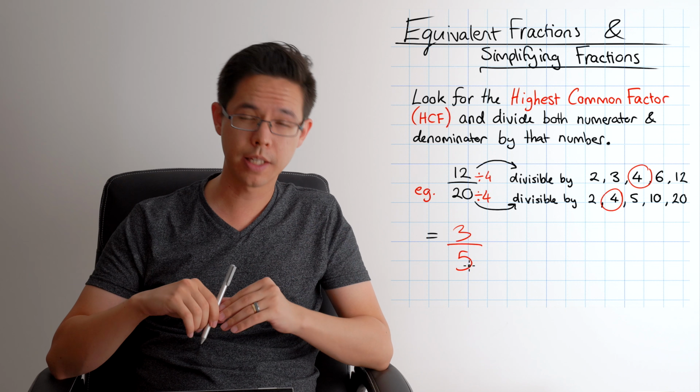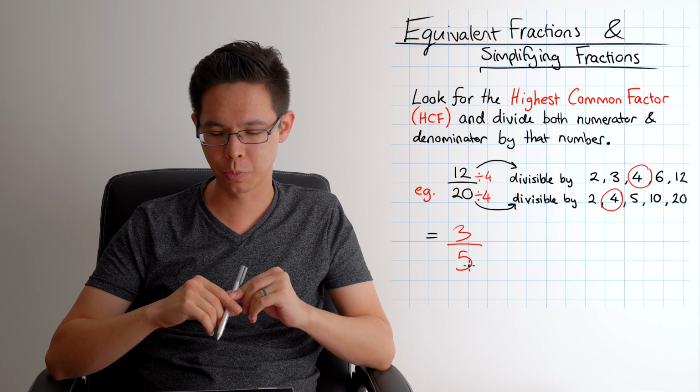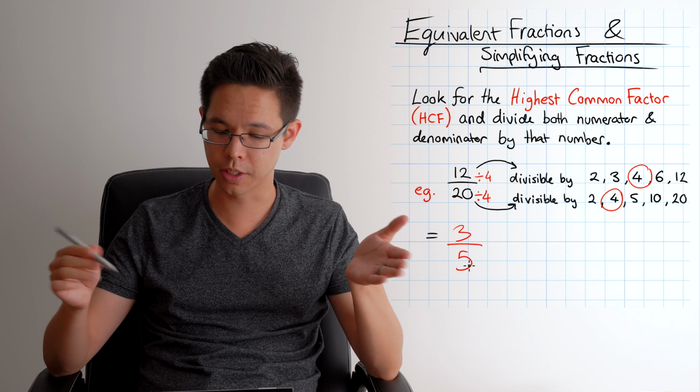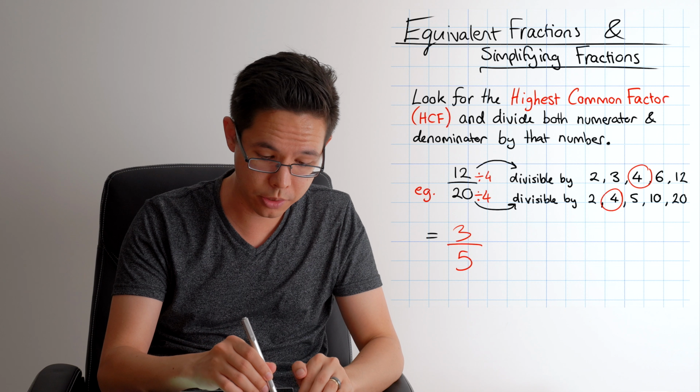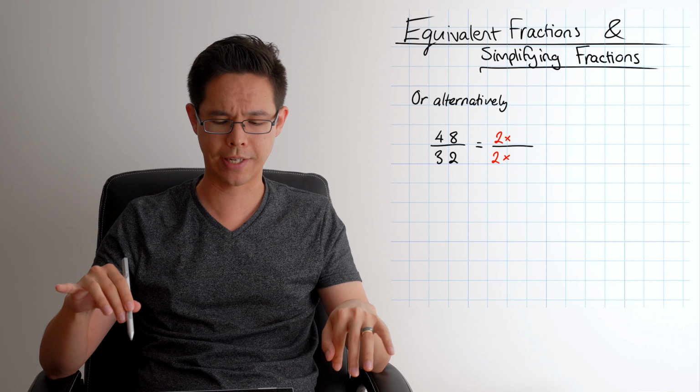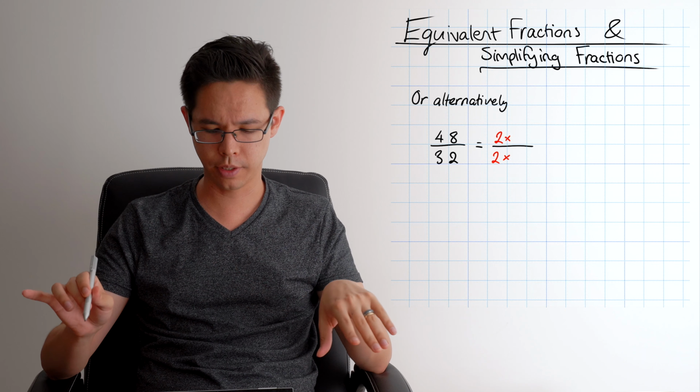Now, I find that sometimes I'll see a fraction where the number is really, really big, and I can't find the highest common factor quickly or easily. Maybe my brain's just not firing so well on that particular day. So here's another strategy that I use sometimes when I don't know what the highest common factor is. So let's start with a different fraction here. I've got 48 over 32.